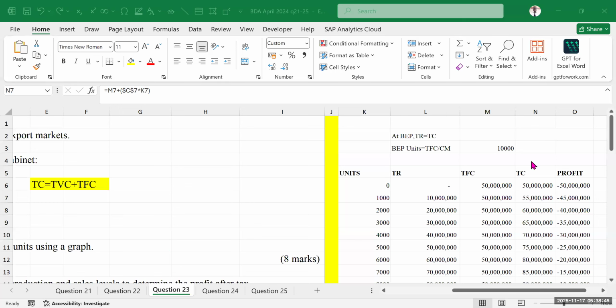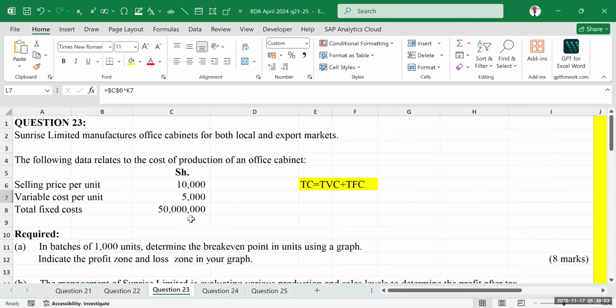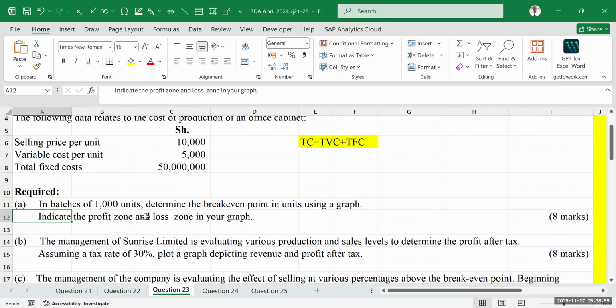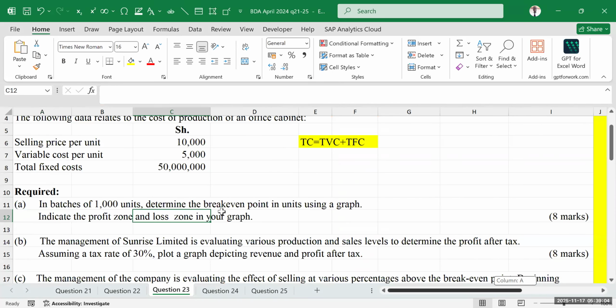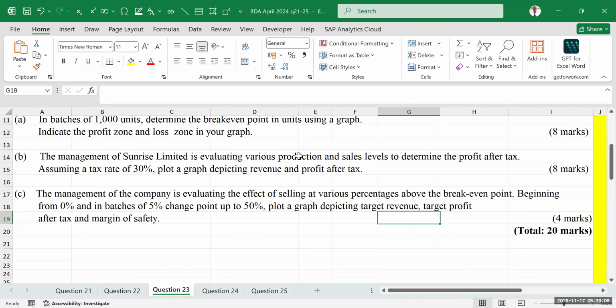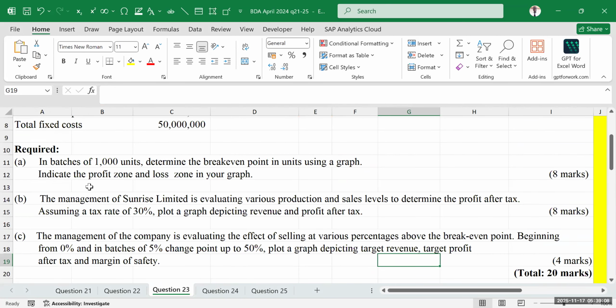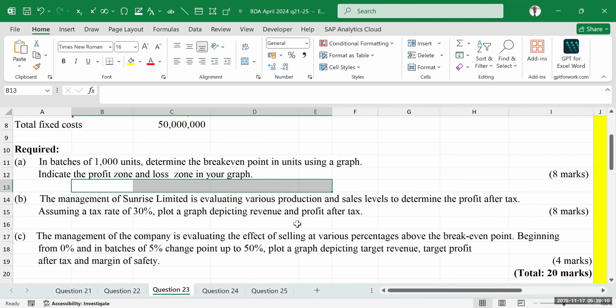Now, members, let's go ahead and draw the graph to represent what the examiner wants. That is part A of the required. Now, let's draw and indicate the zones. All right. Now, in an exam, if you can, you could give your answers immediately below the question.